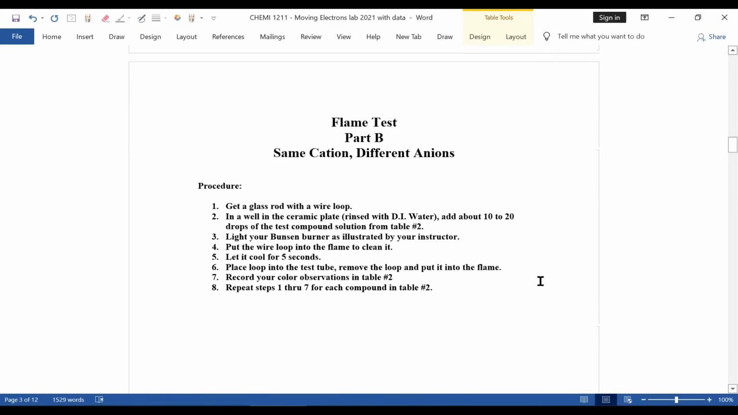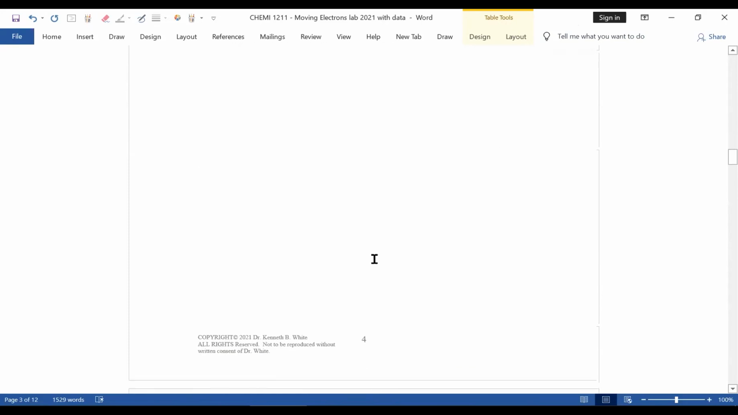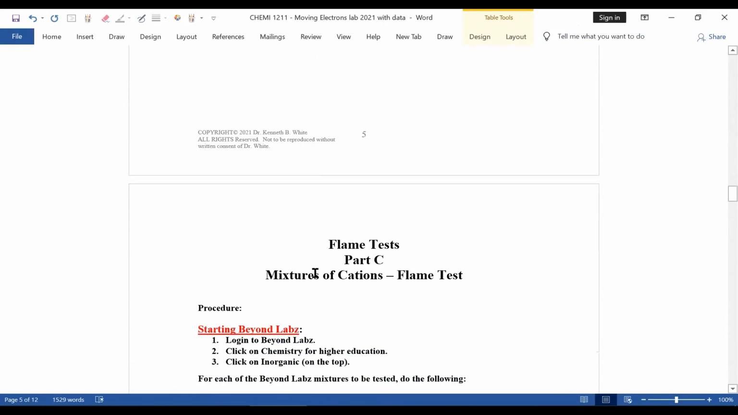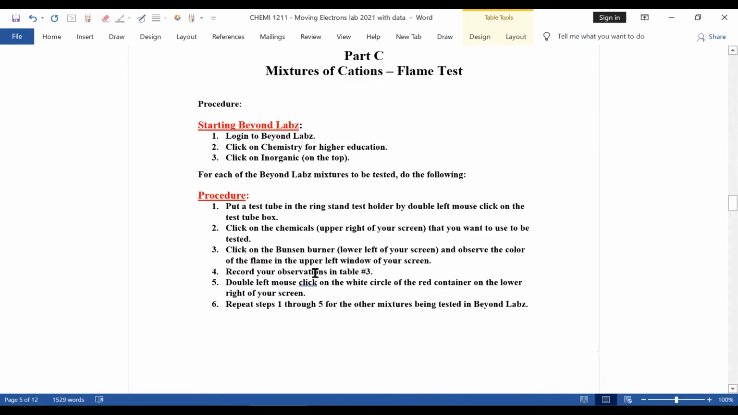In part B, you're going to have the same cation, but different anions. Unfortunately, Beyond Lab Z is not set up. If we were in a lab, this is the procedure, how you do it. But I gave you the data. And this actually is what you see when you do it, because I've taught this lab in the lab face-to-face many times.